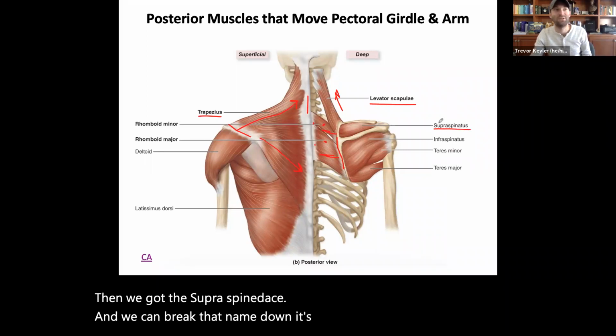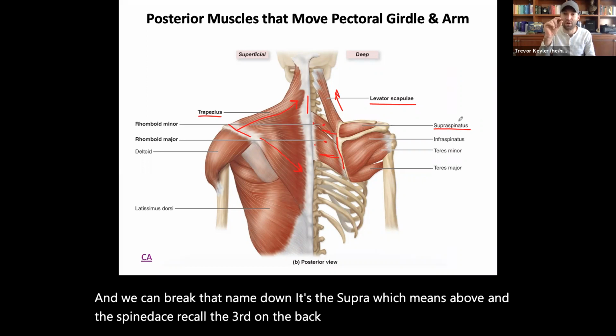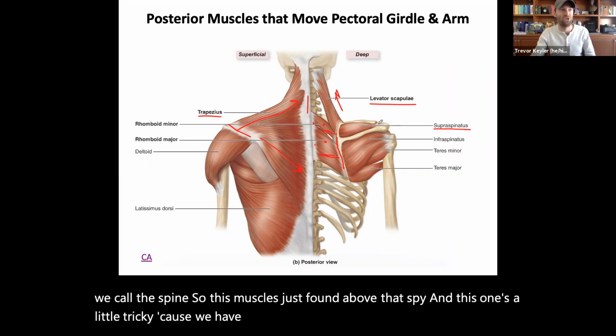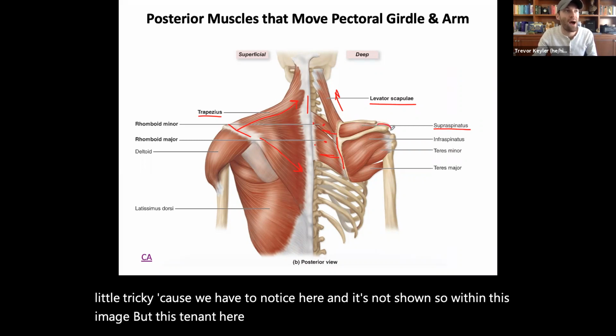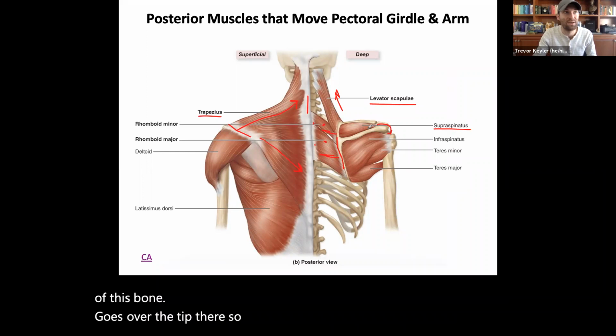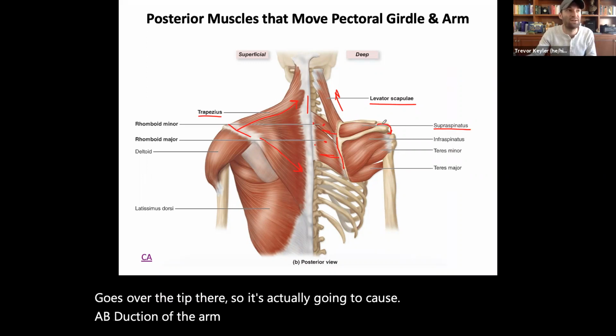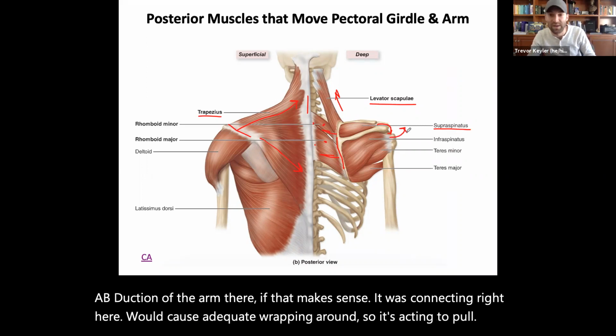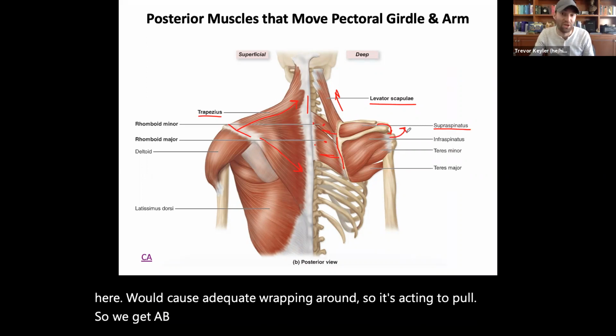It's the supra, which means above, and the spinatus. Recall that on the back of the scapula, there's an area that we call the spine. So this muscle is just found above that spine. And this one's a little tricky because we have to notice here, and it's not shown so well within this image, but the tendon of that muscle is going to wrap around the tip of this bone, goes over the tip there. So it's actually going to cause abduction of the arm there. Okay, I don't know if that makes sense. If it was connecting right here, it would cause adduction, but it's wrapping around, so it's acting to pull up. So we get abduction of the shoulder with a contraction.